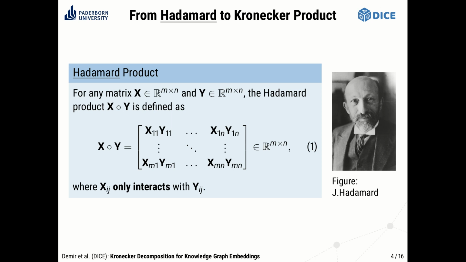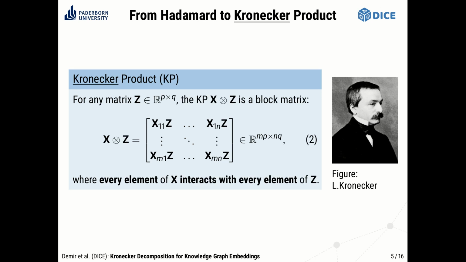Hadamard product, elementwise vector multiplication or matrix multiplication, plays an important role in many disciplines. For instance, most knowledge graph embedding models rely on this operation to capture the elementwise interactions between head entity and relation embeddings. The Kronecker product, compared to the Hadamard product, performs a blockwise operation. This means that every element of the first operand, here in equation 2 is x, interacts with every element of the second operand, namely z.